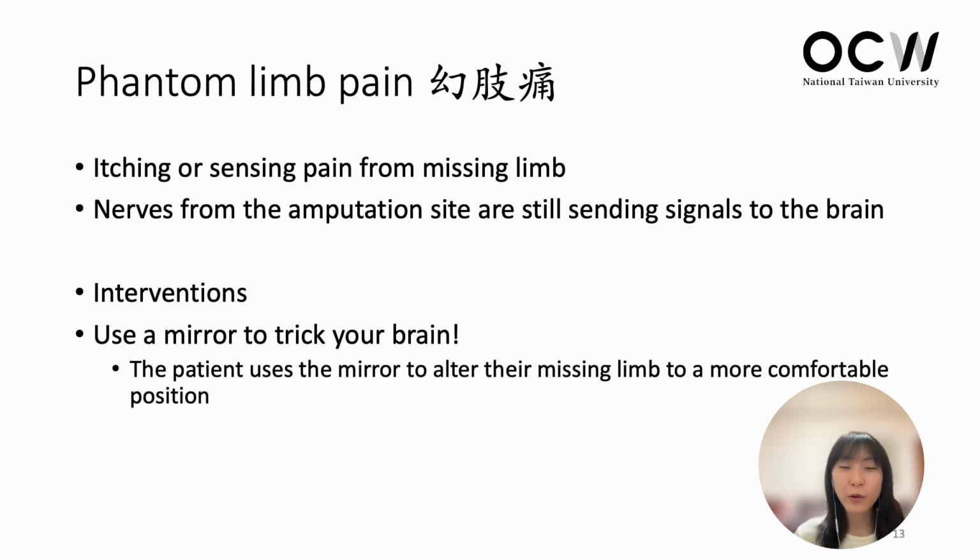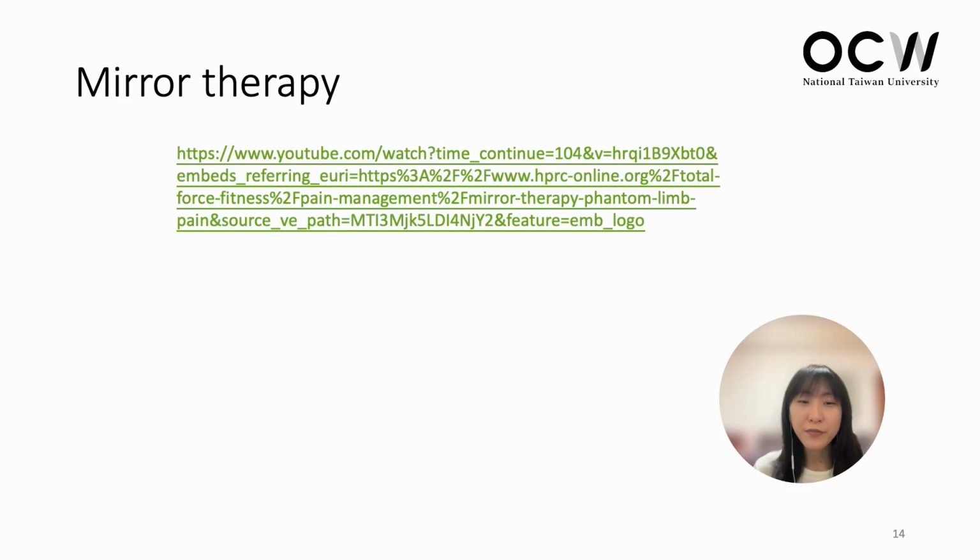Lastly, we will end with phantom limb pain. This is to experience itching or sensing pain from the missing limb. Research has found that the amputated site is still sending signals to the brain. Newer interventions suggest that using a mirror may trick your brain and help a patient reduce their pain levels. If you watch this video, you will see that the patient uses a mirror to alter their missing limb to a more comfortable position.